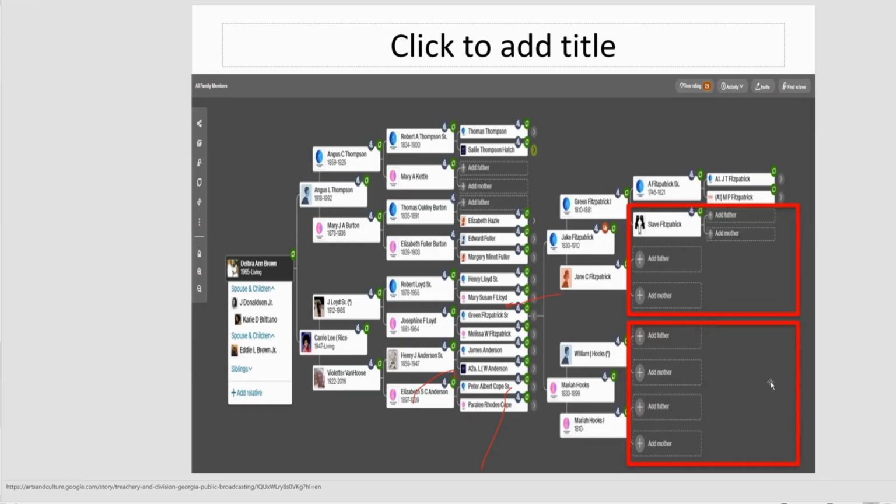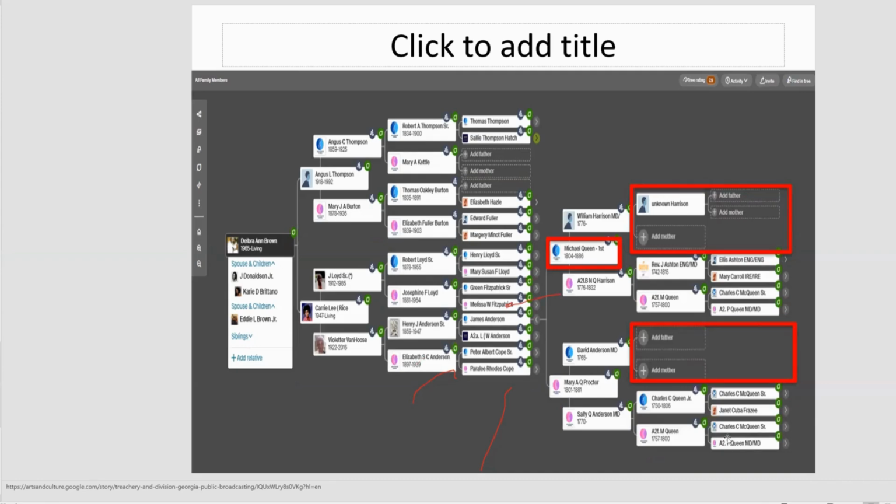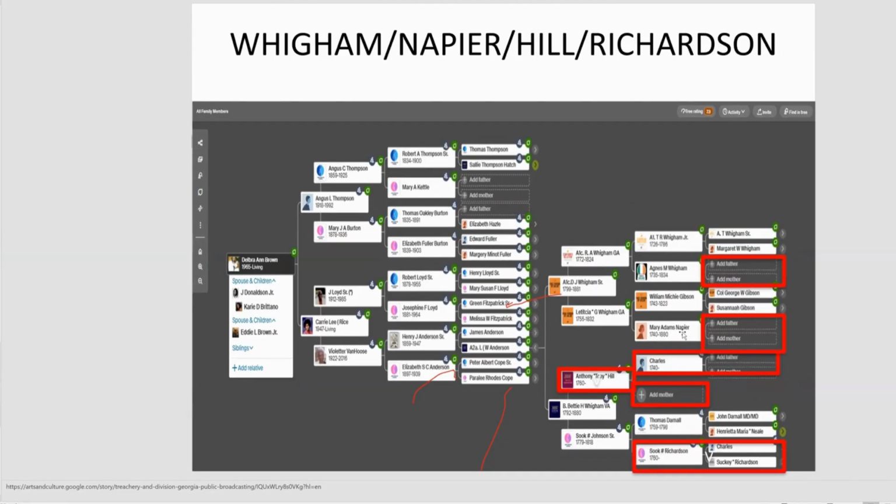This is my Fitzpatrick line, my Hooks line. This is my Stratford line coming out of, I think this is Orangeburg, South Carolina. I think my Stratfords might be hitting South Carolina, but this is an unknown slave who had a child with George Stratford, the enslaver, and that child was Mariah. I don't know who she is. So there are gaps that I can fill in researching enslavement. But if you can't get yourself to 1870, you can't be looking way back here. So I'm trying to fill in these particular gaps.